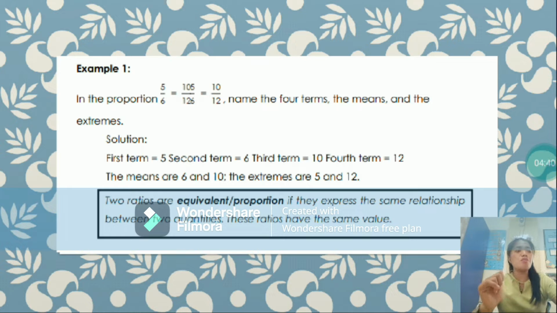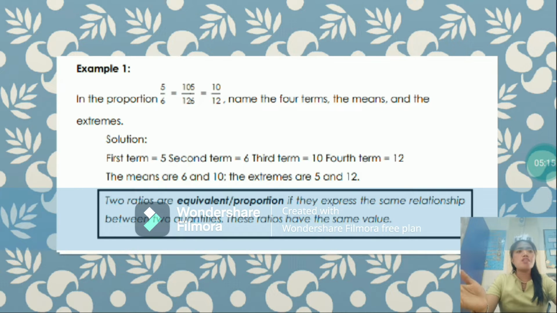We have there the solution. The first term, you have 5. The second term is 6. The third term is 10. The fourth term is 12. We disregard the one at the middle. We are talking about the two ratios at the sides. So the two ratios are equivalent, a proportion, if they express the same relationship between two quantities and these ratios have the same value.